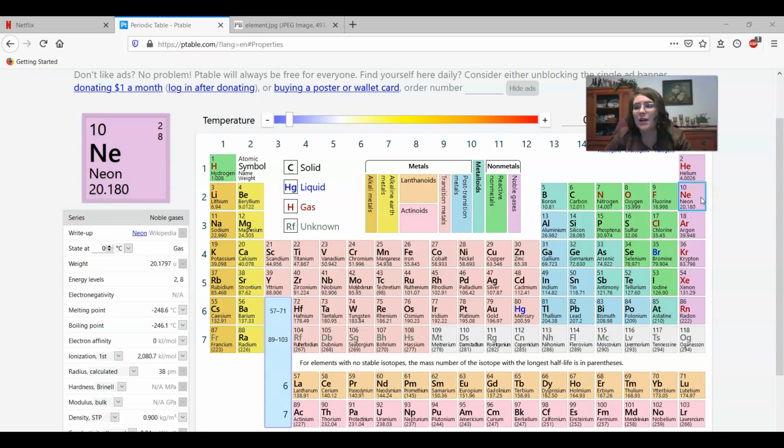So he put these in here with their number of protons. That's really how he figured it out because the number of protons defines an element. So write that down. The number of protons defines an element. So if you have 7 protons, that means you are nitrogen. If you have 46, that means you're palladium.